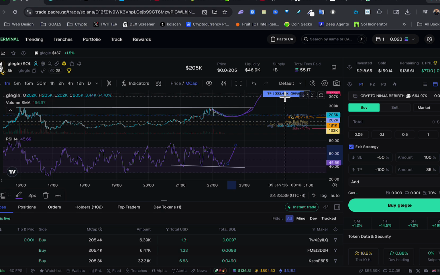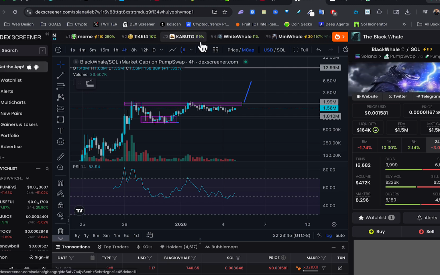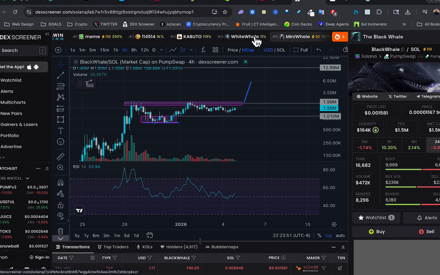Okay, this coin is actually trending right now on Dex Screener as well. That's something else that you can see. Okay, where was it? Yeah, right here. It's number 6. So it's trending right there. More people are seeing it.